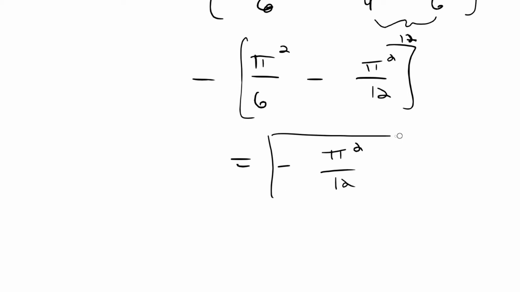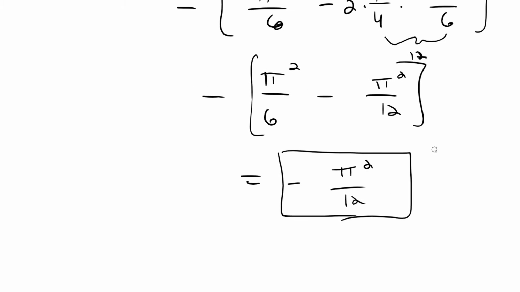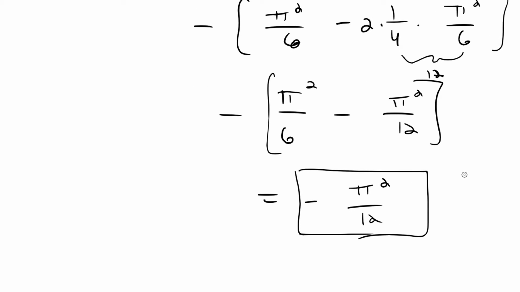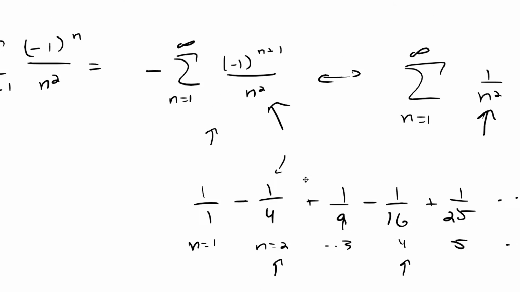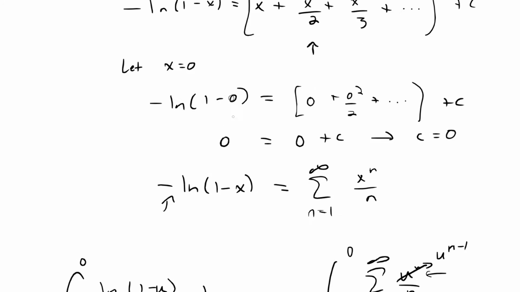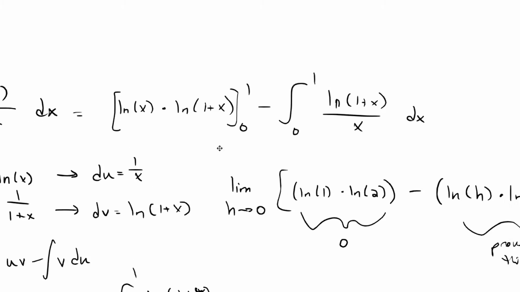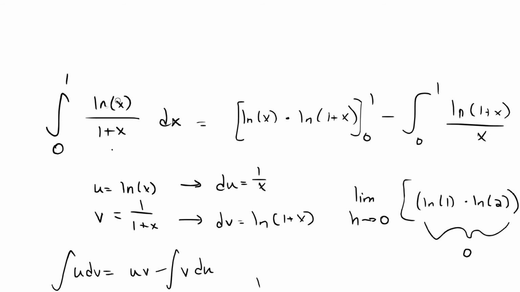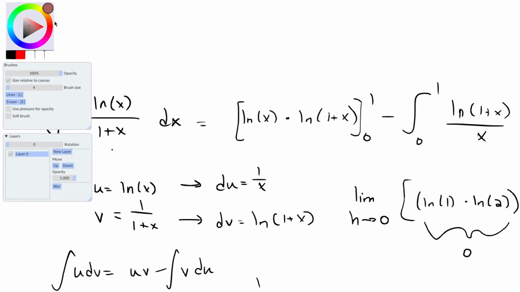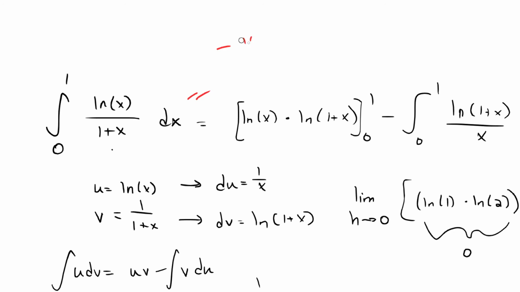And there we go. Sorry if I messed some stuff up or was a little bit unclear, but I thought this was a very interesting problem, and lots of work to get this integral into a workable format. But now we know that this is indeed equal to negative pi squared over 12.